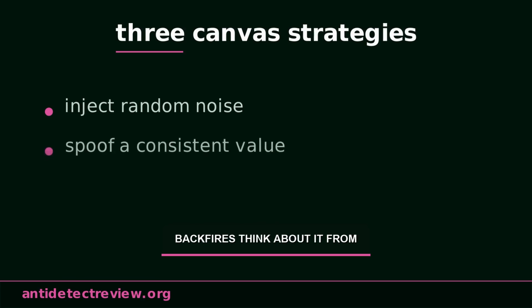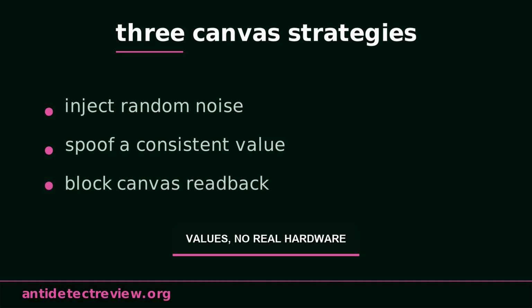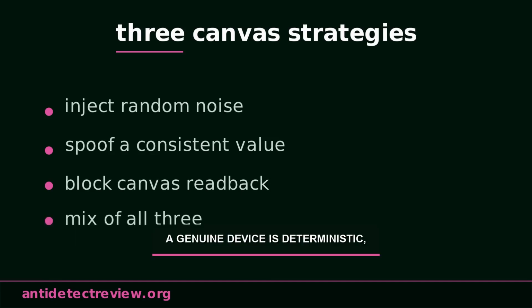Why random read noise backfires. Think about it from the detector's side. If a script reads the canvas twice on the same page and gets two different values, no real hardware does that. A genuine device is deterministic. The same drawing yields the same pixels every time.